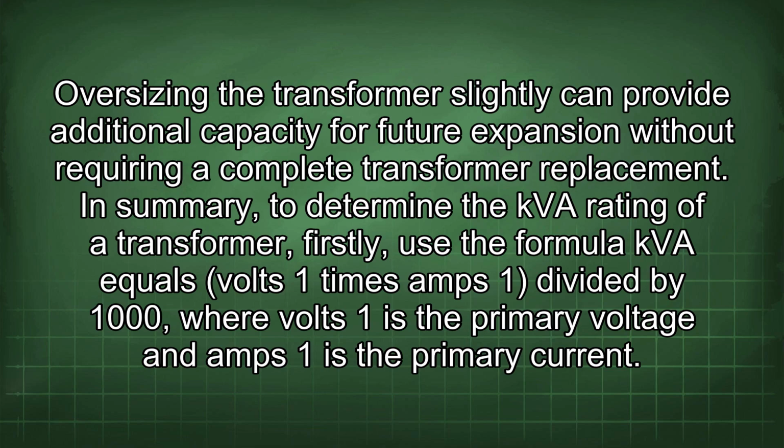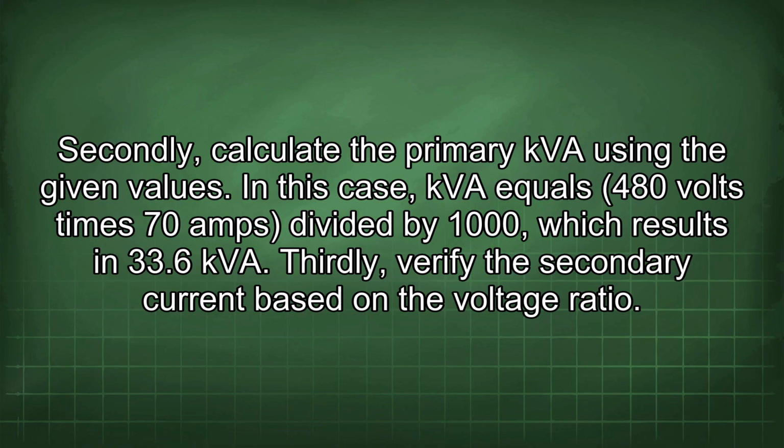In summary, to determine the kVA rating of a transformer, firstly use the formula kVA equals volts 1 times amps 1 divided by 1000, where volts 1 is the primary voltage and amps 1 is the primary current. Secondly, calculate the primary kVA using the given values. In this case, kVA equals 480 volts times 70 amps divided by 1000, which results in 33.6 kVA. Thirdly, verify the secondary current based on the voltage ratio.